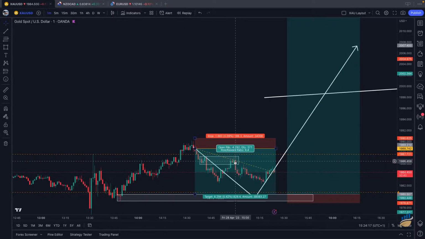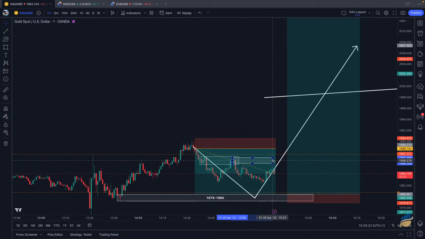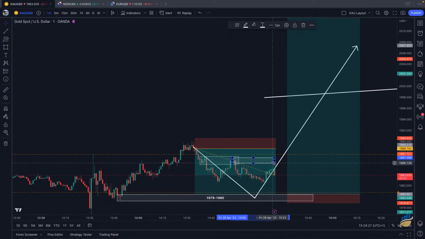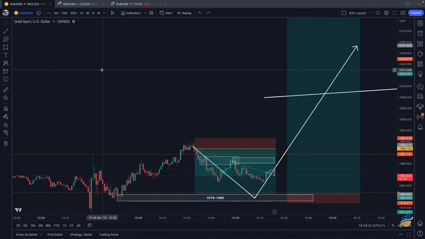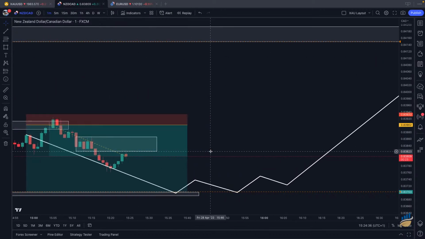XAU USD, I feel as though price could potentially be coming to tap into this here before trading us lower. Let's just have a look and see. As you can see, I don't even think it's tapped in yet.